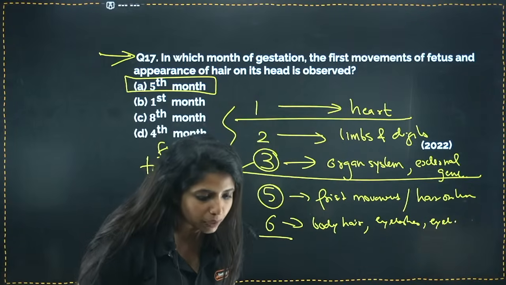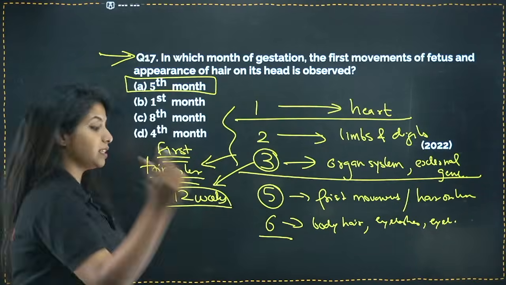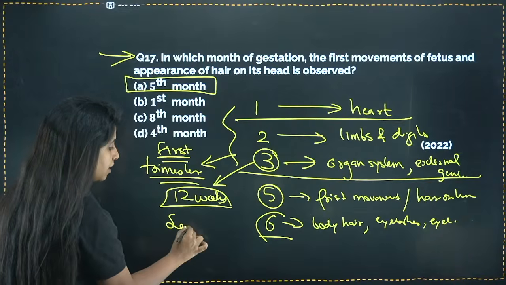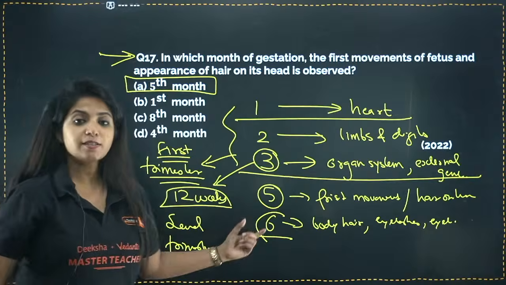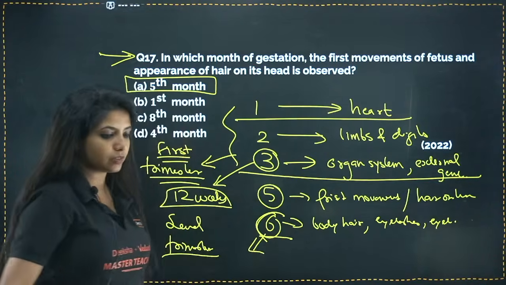Now by the end of the 6th month, again the next 3 months are over. So I'll call this the 2nd trimester. Now you tell me, 6 months means how many weeks? 6 months means how many weeks, my dear children?